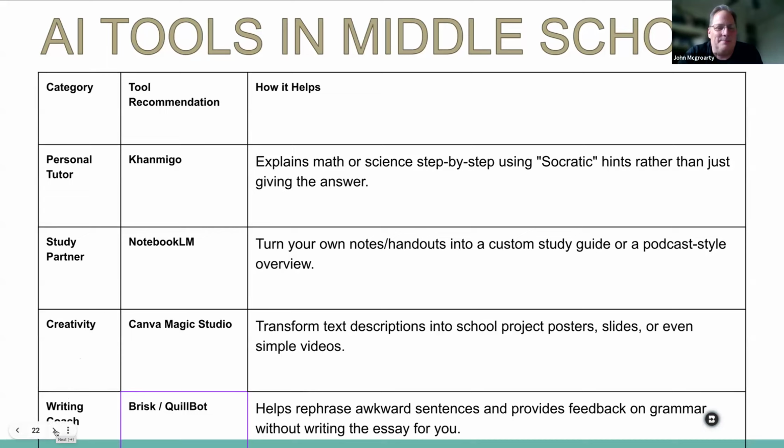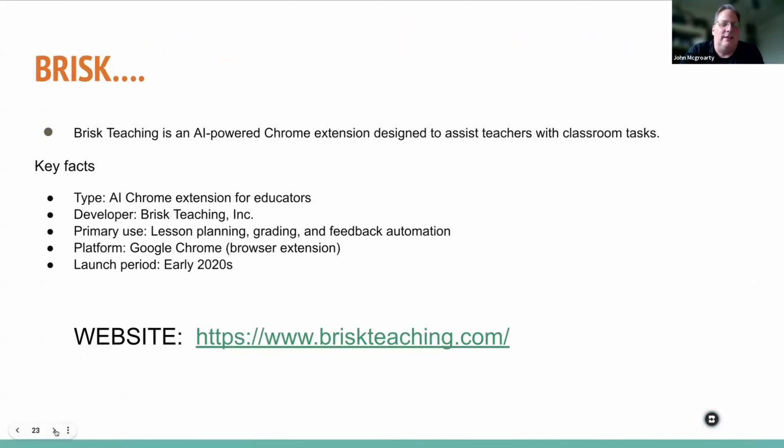Next slide, please. All right, so Brisk. This is a really fun one, and I put the website right there, briskteaching.com. So it's an AI-powered Chrome extension that is designed to assist teachers with classroom tasks. So this is kind of like Magic School AI, but I found that it's actually a lot more. It's for lesson planning, grading, and we'll go over a little more in the extension here in a minute. But there's so much that you can do relatively easy.